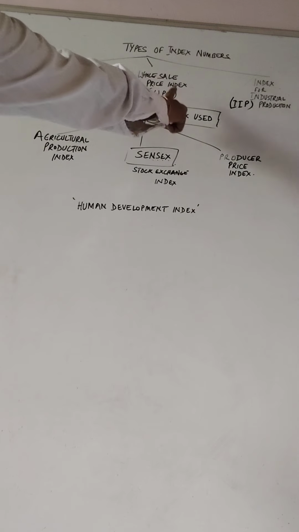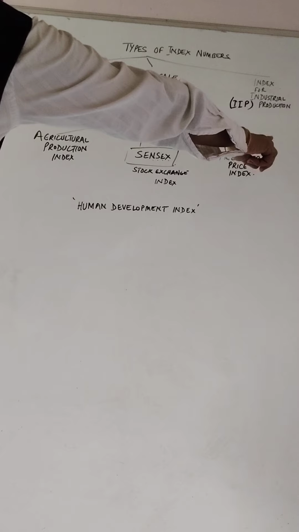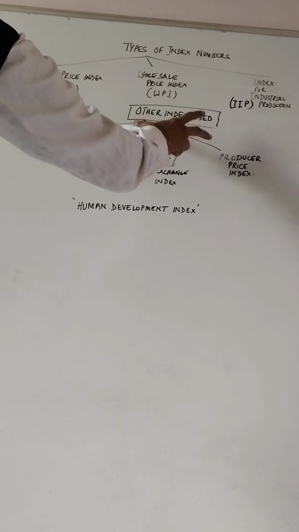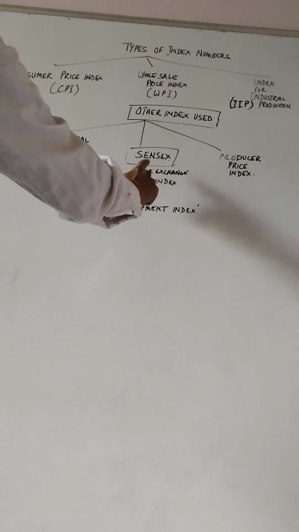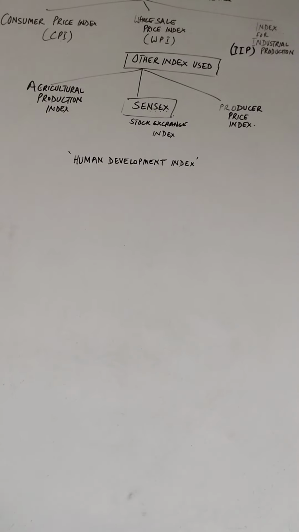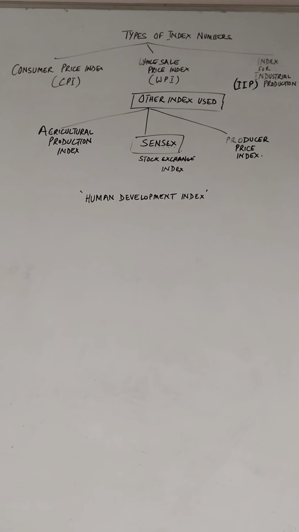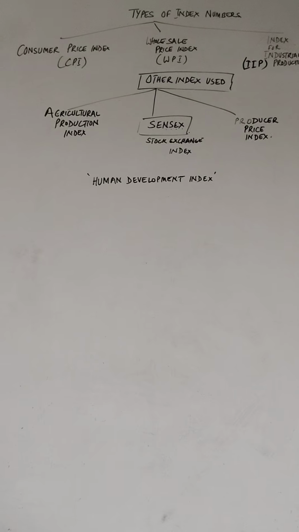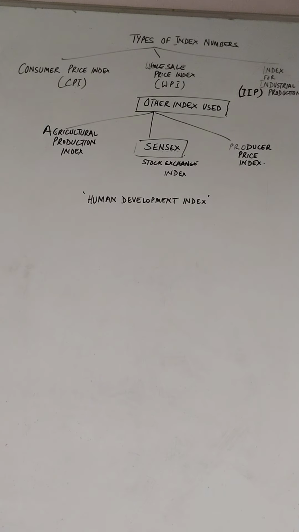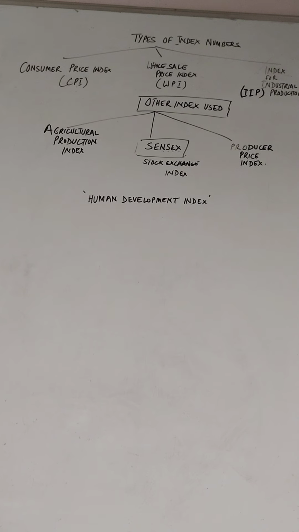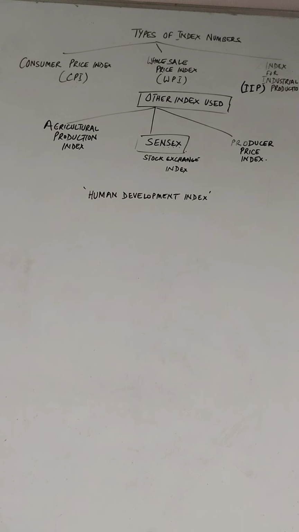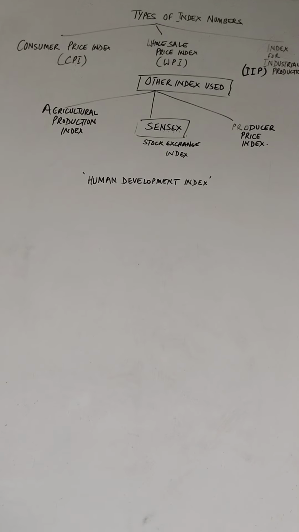So I hope you've understood, and with that we come to the end of the types of index numbers, that is the consumer price index, the wholesale price index, the index for industrial production, and the other indices that we use, the agricultural production index, the Sensex, and the producer price index. So please make notes of it. Open your notebooks, write it down, and open your course books, look into the matter, write down notes, go to the library, and you'll find it much more interesting than what it is.